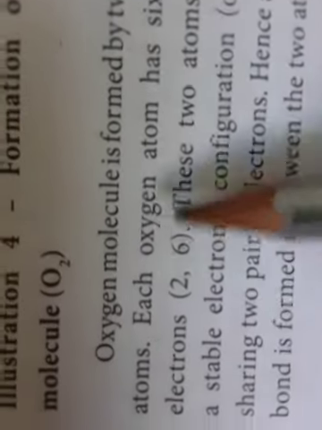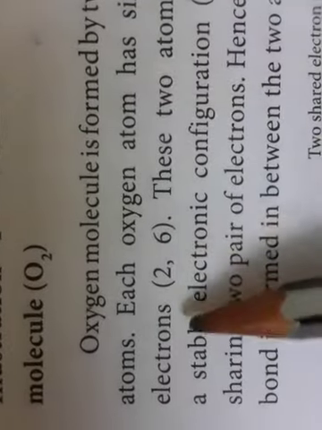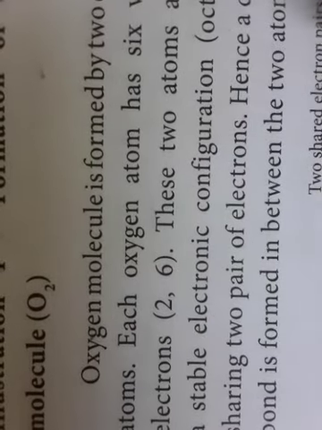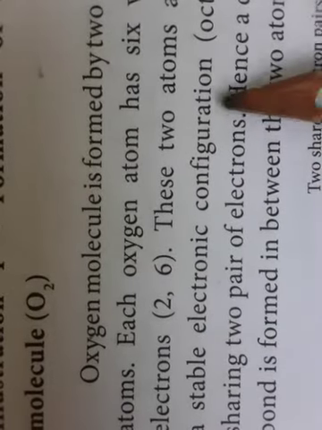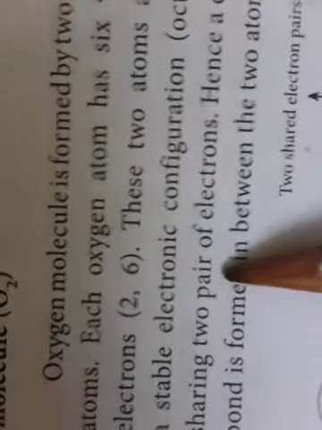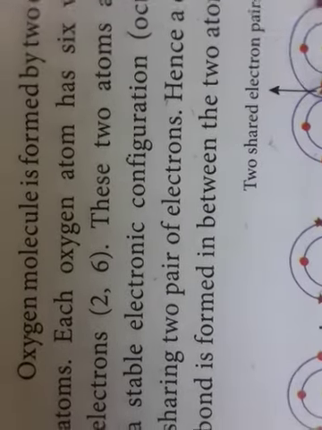And the formation of the oxygen molecule. Oxygen molecule is formed by 2 oxygen atoms. Each oxygen atom has 6 valence electrons. These 2 atoms achieve a stable electronic configuration, octet, by sharing 2 pairs of electrons. Hence a double bond is formed between the 2 atoms.